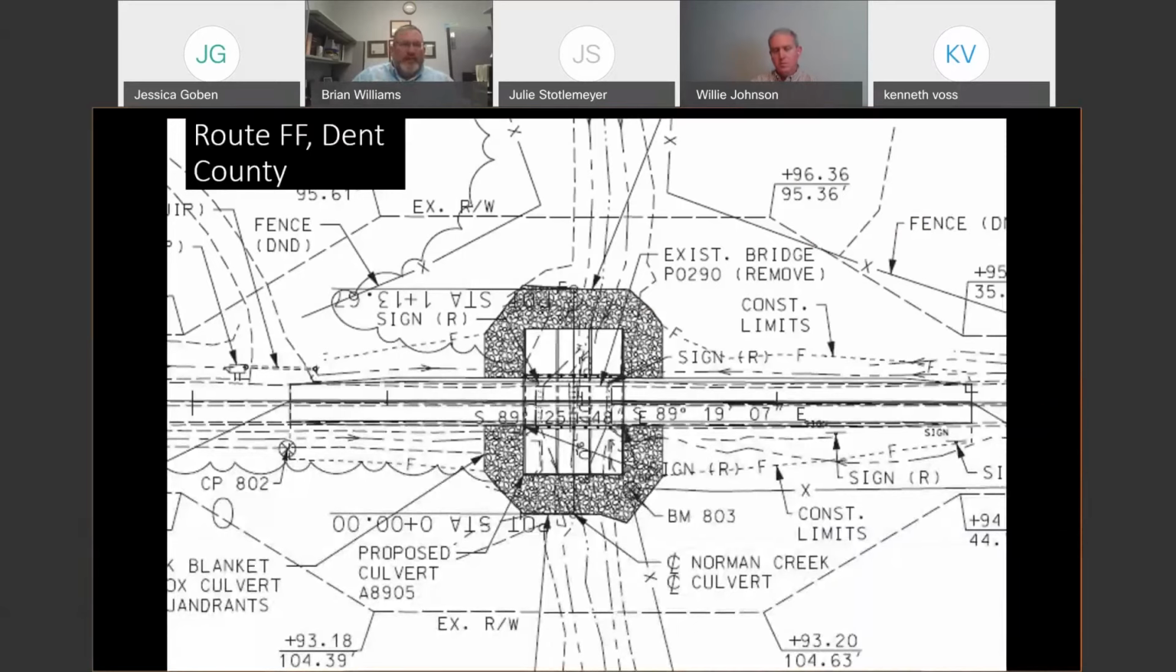So this is Route F, Dent County. This is actually a box culvert replacement. And the one sheet that you see is the only sheet that you have in this set of plans for erosion and sediment control. Oops, I'm sorry, this is the erosion control plan. This is actually the typical section, plan and profile sheet. So kind of give you an idea of what it looks like.